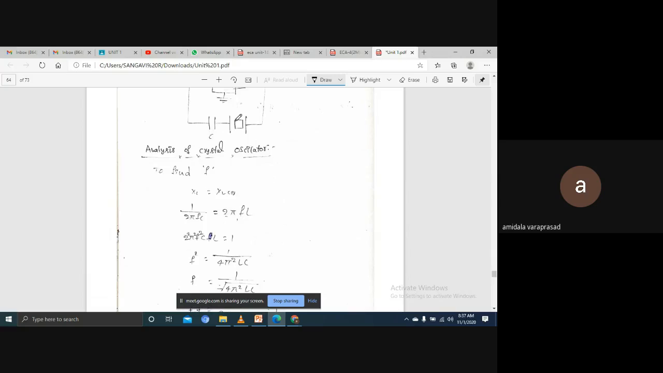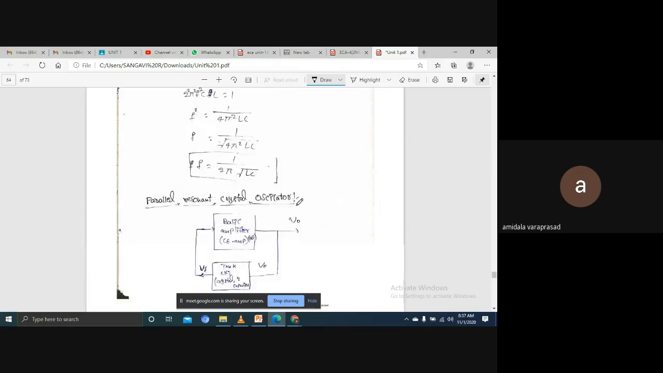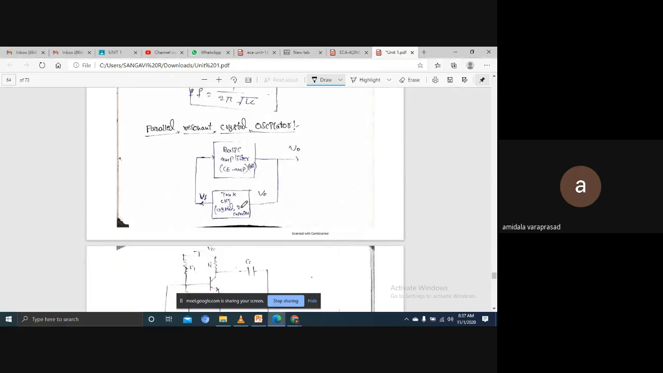Analysis we know. Whether it is inductor or capacitor, series or parallel, whatever it may be, at resonance XL is equal to XC. We know that f is equal to 1 by 2 pi root LC. Parallel resonant crystal circuit means the crystal is in parallel with the two capacitors.